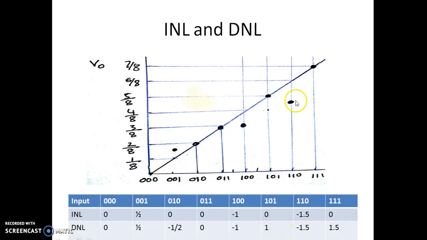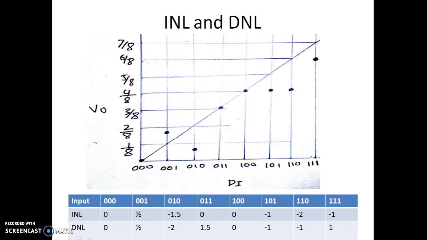And with this as the previous output, we expected the output to be over here. This is the output we have for 110. We expected this to be over here, but the output is actually over here. It is 1.5 LSB up than the desired one. So with this as the previous one, the desired output would have been over here, but the actual output is 1.5 LSB up. So that's why DNL is 1.5.